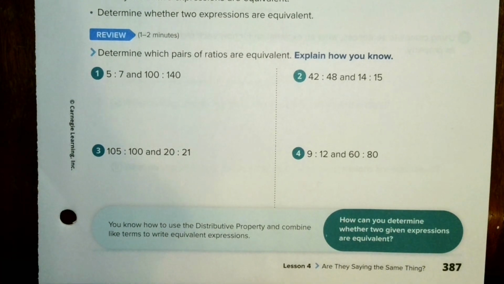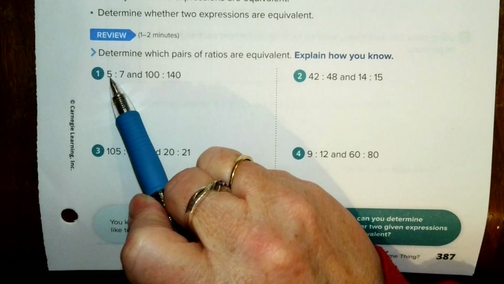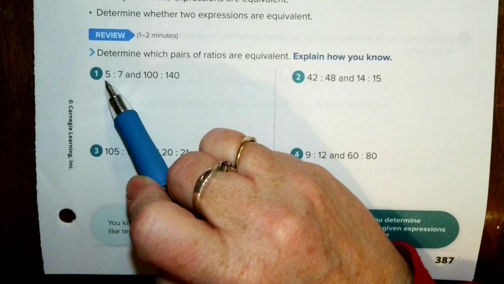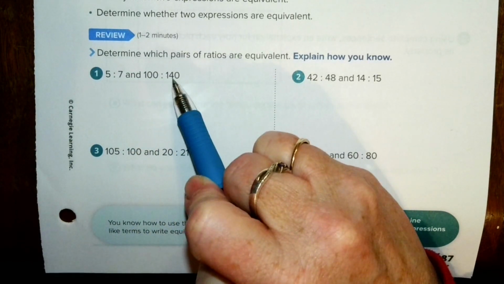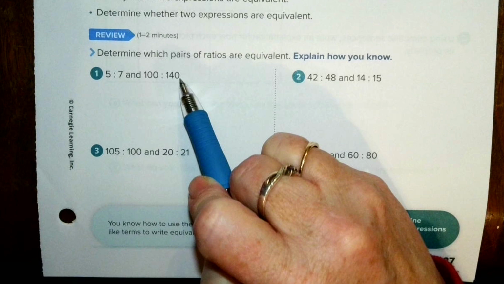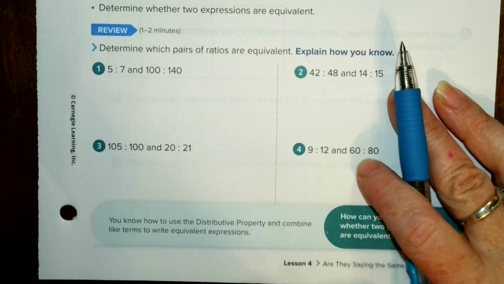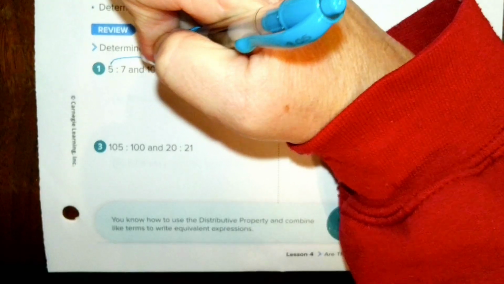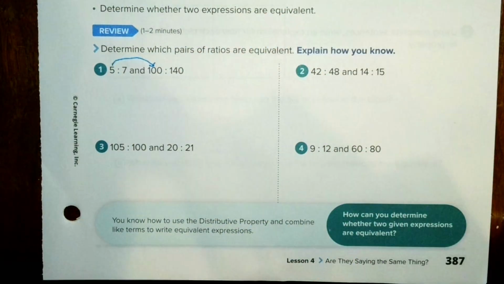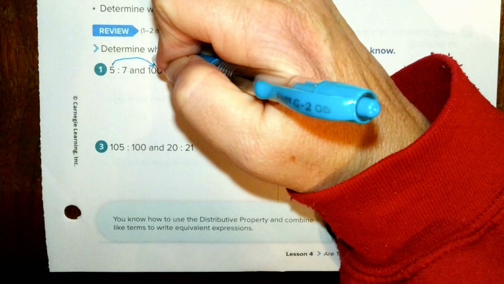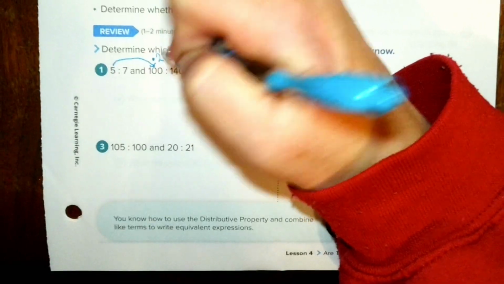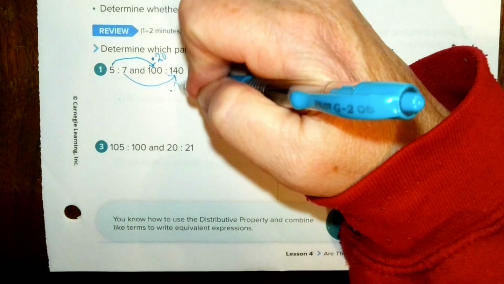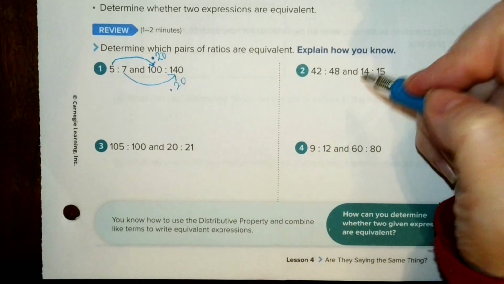Okay, so 5 to 7 and 100. So 5 for every 7, 100 for every 140, or 5 to 7, 100 to 140. So are they equivalent? So remember, one way that we check is to see if we can scale up by the same amount. What would we scale up by from 5 to 100? We would do 5 times 20. And do we scale up by the same thing here? 7 times 20. So we're going to say yes.